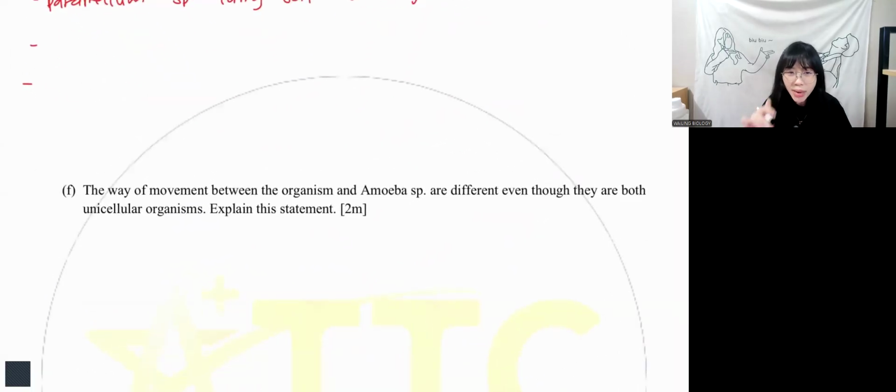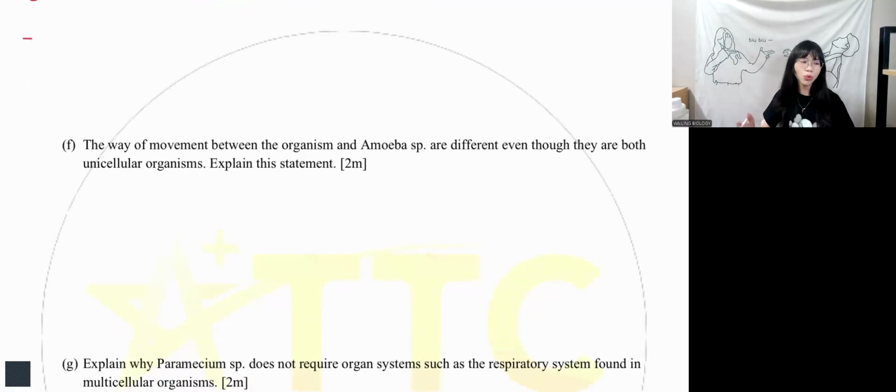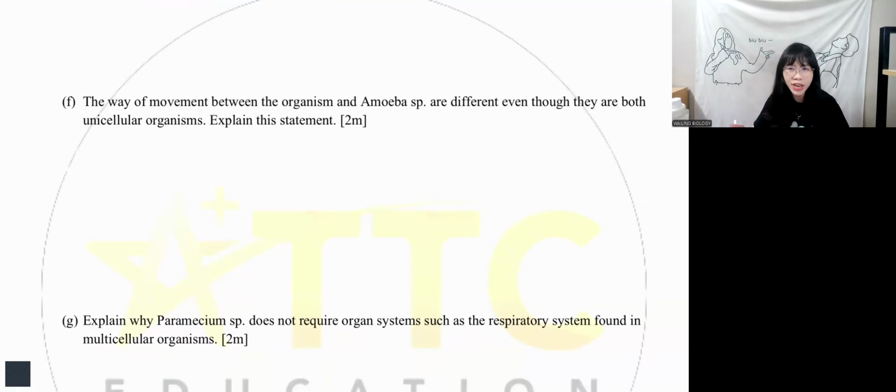The way of movement between paramecium and amoeba species are different, even though they are both unicellular organisms. Explain this statement. They ask you to explain why they are different in movement. Amoeba species uses which part to move? Correct, the pseudopodium. What about paramecium species? Paramecium species uses cilia. Very good.